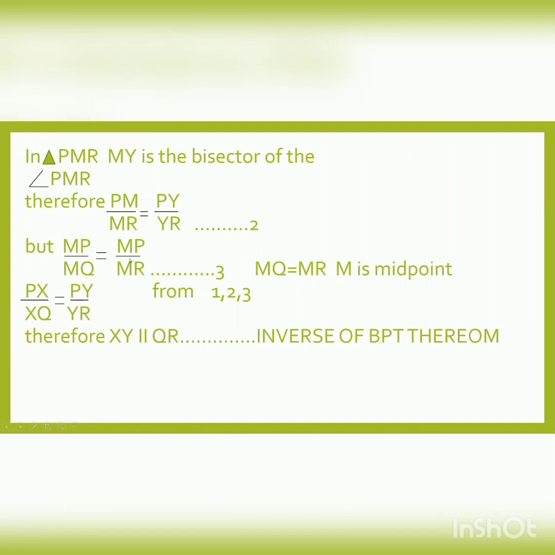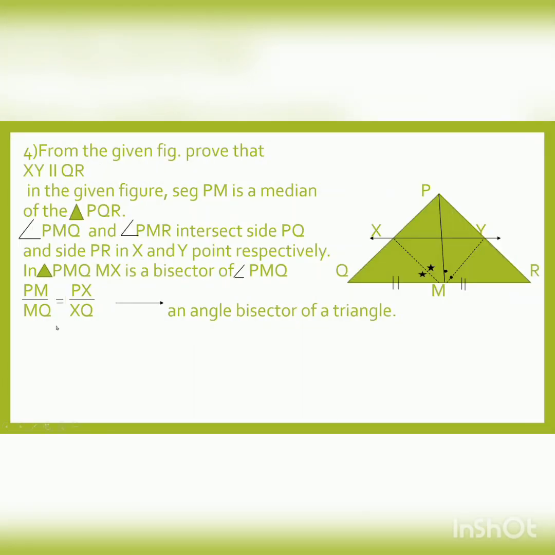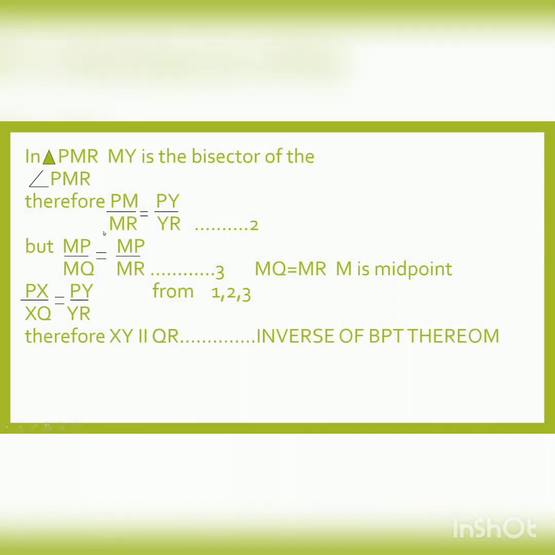But in the first step, we wrote M is a midpoint. So MQ is equal to MR. So in the first equation, PM upon MQ, and in the second equation, PM upon MR. Both MQ and MR are equal because M is a midpoint. So the LHS of both equations, first and second, you can write PM upon MQ is equal to PM upon MR. This is our equation third.